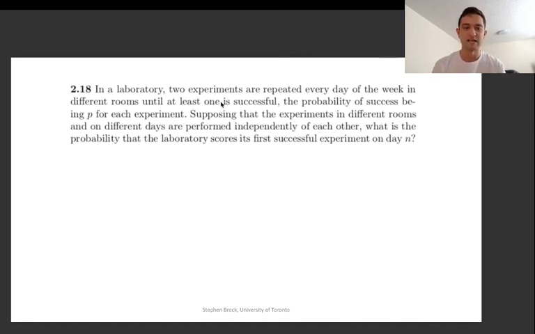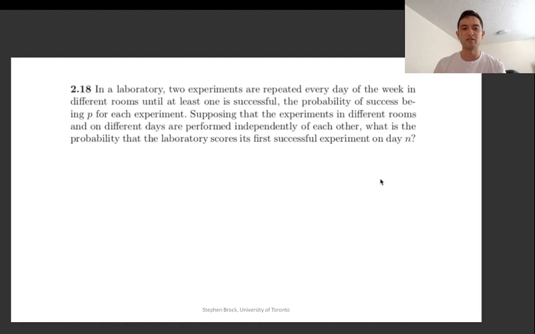The probability of success being P for each experiment. So if we have some events for these experiments, if we have some let statements, then the probability of success would be P. So we might need to solve for P later in the question. Suppose the experiments in different rooms or on different days are performed independently of each other. Okay, so the experiments are independent of each other, which means the results of one experiment do not impact the results of another experiment. What is the probability that the laboratory scores first success on day n? So what we're solving for is in itself another event that we would want to create a let statement for.